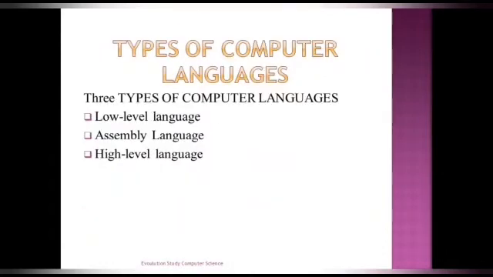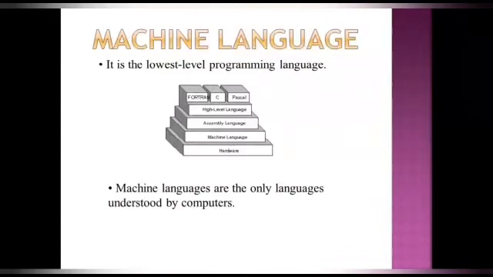There are three types: low level language, assembly level language, and high level language. Now, what do you mean by machine level language? It is the lowest level programming language. Machine languages are the only languages that are understood by the computers.